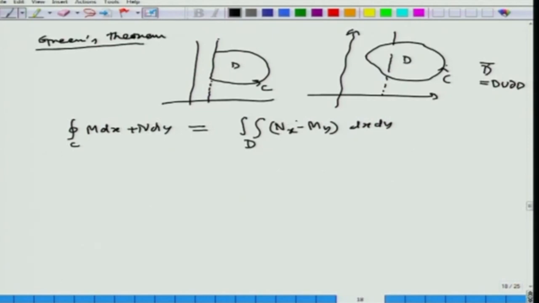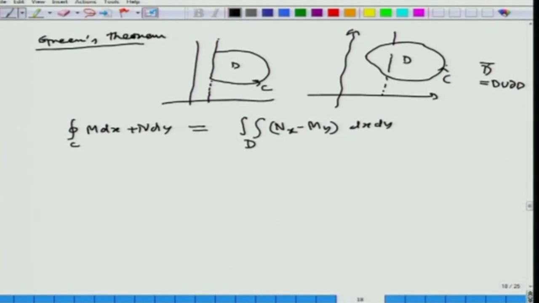So on D the partial derivatives exist and they are continuous in D, and M and N on the boundary are continuous, so that this line integral is defined. Or you can allow them to have piecewise continuity also, so that the integral is well defined. So this is the statement of Green's theorem under these restrictions on N and M: inside D the partial derivatives exist and are continuous, and on the boundary, that means on C, M and N are piecewise continuous.